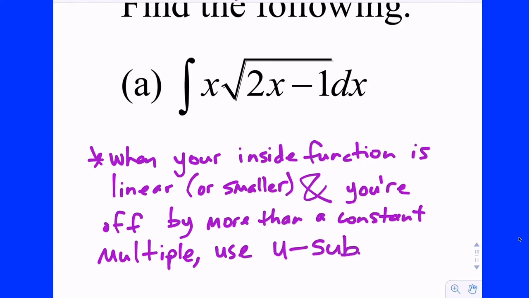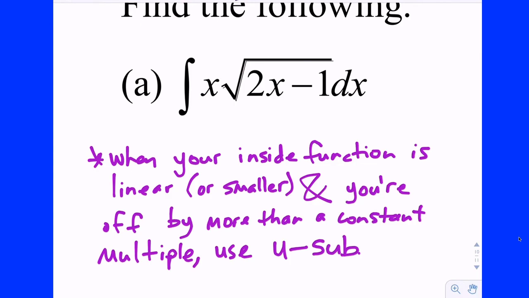There you go. So u-sub has been something that we've had the option to use all along, but pattern recognition is a little more efficient. This is one of the times where u-substitution is actually kind of needed. When our inside function is linear, that means degree 1, in this case 2x to the first minus 1, or smaller, like it could be x to the 1/2 or x to the 2/3, as long as the degree is 1 or smaller. And you find that you are quote-unquote off.